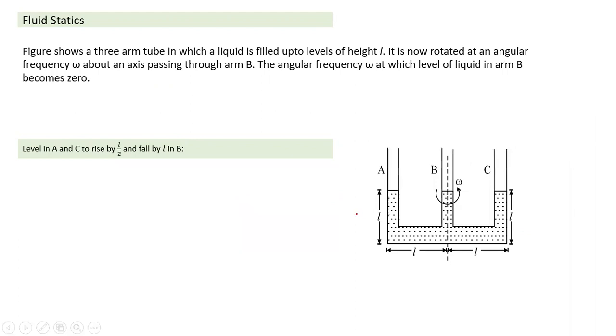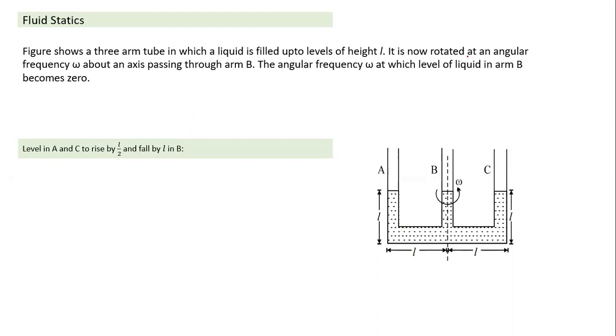So this rotation, let me take one example. You have a horizontal tube connected to three vertical narrow tubes. Though it is drawn like this, you have to assume all cases are narrow tubes. So it is a three-arm tube, three vertical arms connected by one horizontal arm. It is filled up to level height L. So this is L, this is L, this is L, all filled up to the same level.